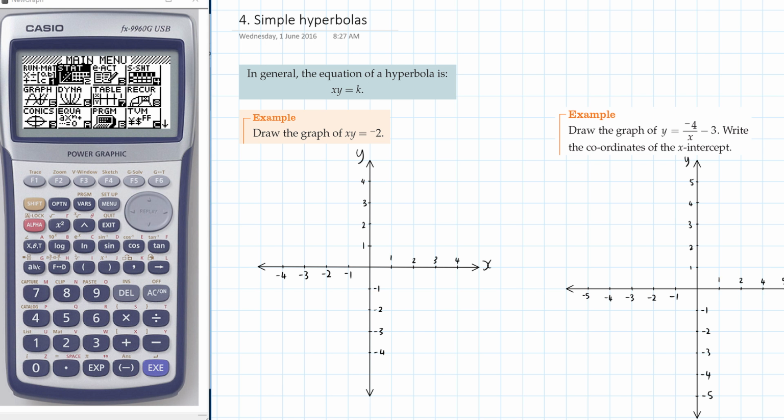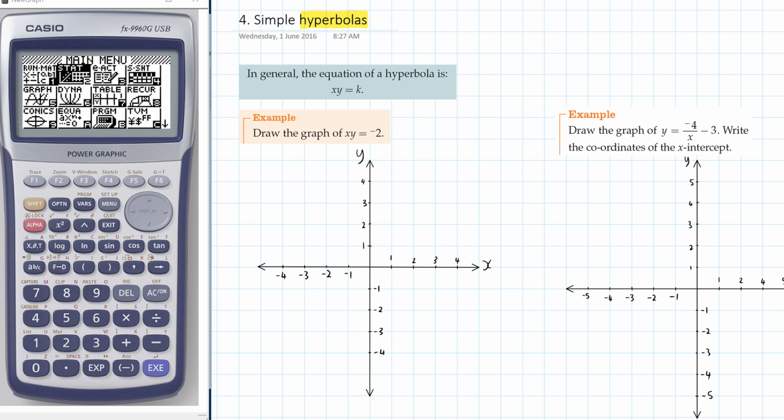So this word here is hyperbola, or without the S on it would be hyperbola, and that's not to be confused with a hyperbole from English, which is an exaggeration for effect. So a hyperbola is another kind of graph, and it's in this form here where you've got xy equals some sort of constant. So we'll start with this example where we're drawing xy = -2.